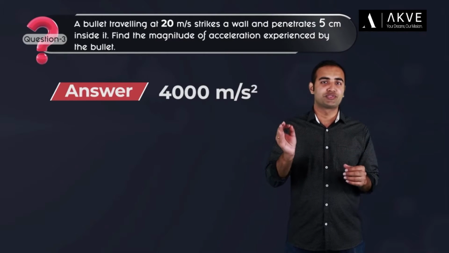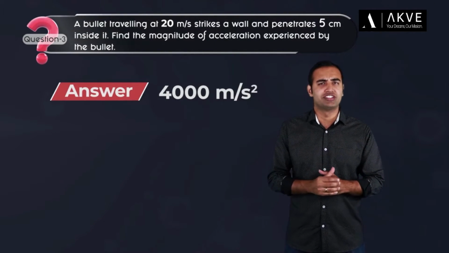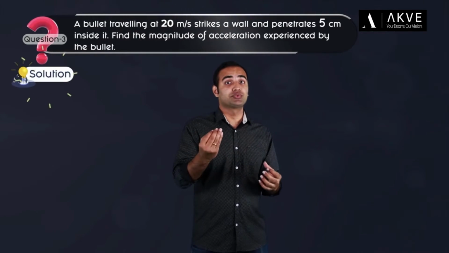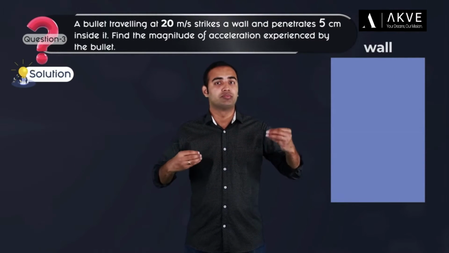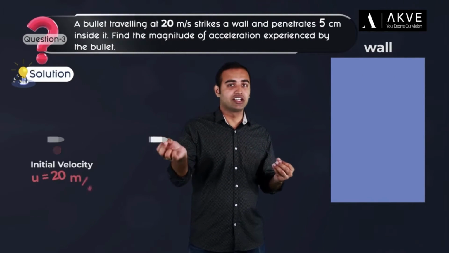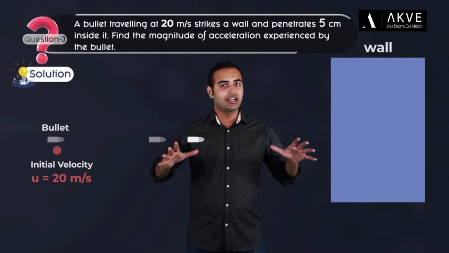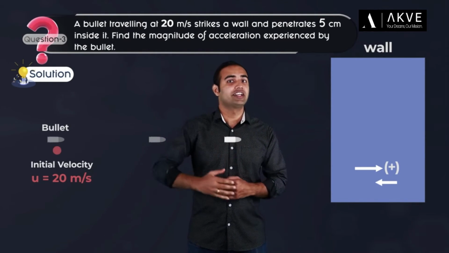The right answer is 4000 meters per second square, and I'm sure most of you got it right because it was an easy problem. Now just like every other problem we solved, we'll begin solving this one with a diagram. So here we have the wall on which the bullet struck, and here we have the incoming bullet coming at a speed of 20 meters per second. Now looking at this diagram, I'll choose my sign convention as right side positive and left side negative.